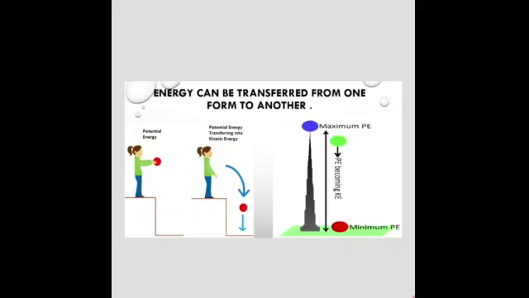Now look at this slide. Here we again see that the maximum potential energy is at the maximum height, and when the ball comes down to the ground, all of its potential energy converts into its kinetic energy while reaching the ground.